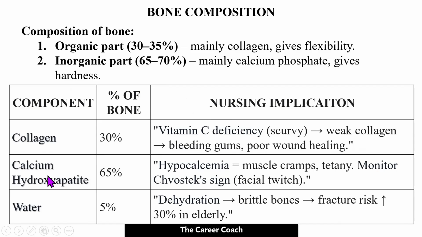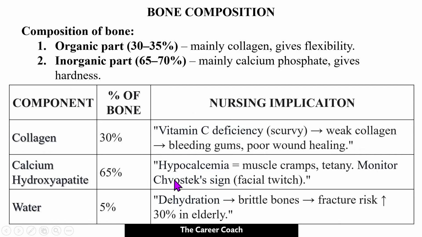The next component is the calcium hydroxyapatite. We have said that calcium hydroxyapatite is a form of calcium phosphate that is the main mineral component of our bones and our teeth. It is made up of 65% of inorganic part of bones.